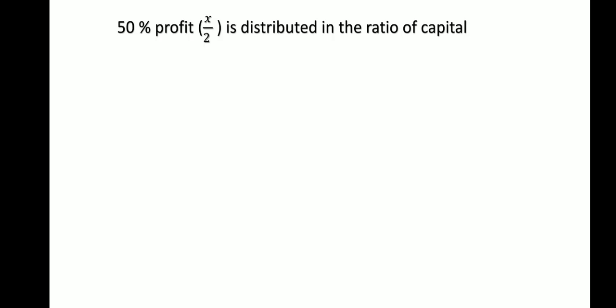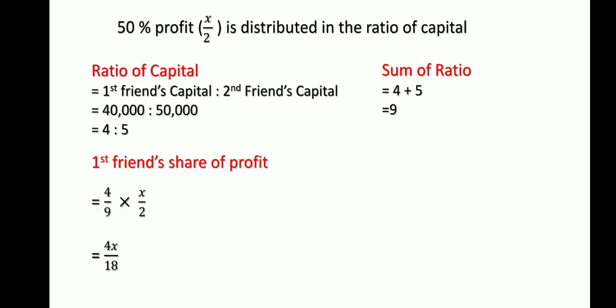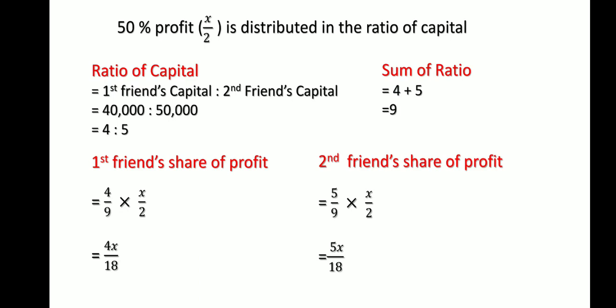Now, the remaining 50% is distributed in the ratio of capital. So the ratio of capital of first friend to second friend, we cancel the zeros, we have 4:5. Sum of ratio will give us 9. So first friend's share is 4 by 9 into the profit, that is X by 2. So we get 4X by 18. Second friend's share of profit is 5 by 9 into X by 2. We get 5X by 18.